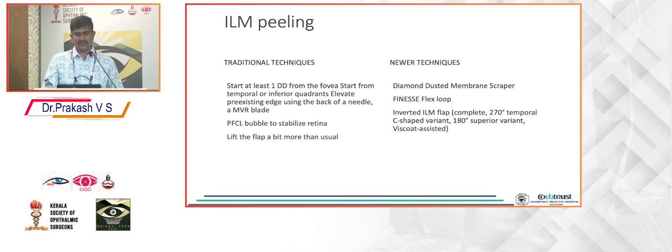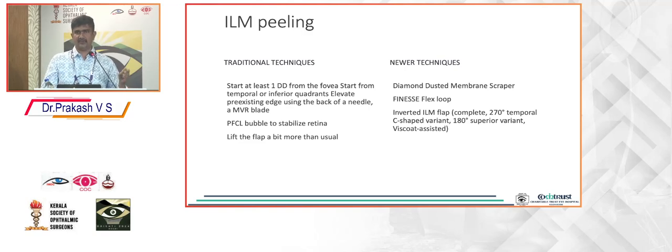ILM peeling, again, is technically very difficult in myopic eyes. Mainly, one thing is that it is difficult to visualize. Second, your own instrument will block the view. While you are peeling, you cannot see what is happening under your instrument. So it is better to start from the inferior or temporal quadrant so that you can see it better.